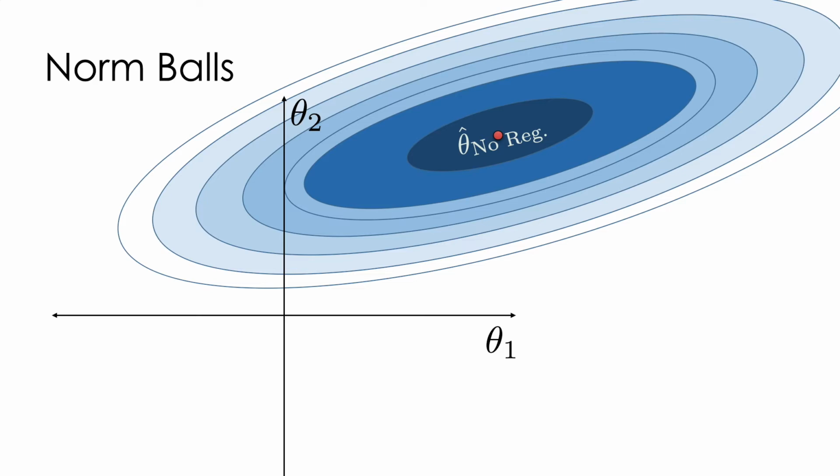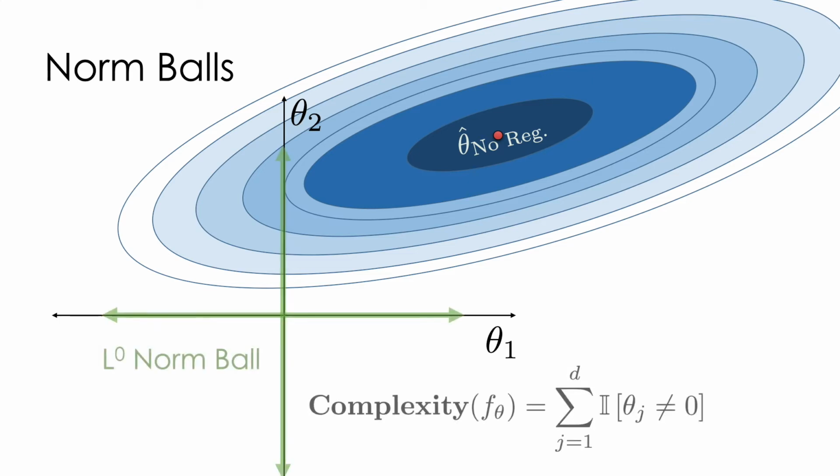Now, if we introduce what is called the L0 norm, this would be the number of non-zero features. This is saying that if we constrain the number of non-zero features to be 1 instead of 2, then the solution that we can pick for our theta has to live on these axes.